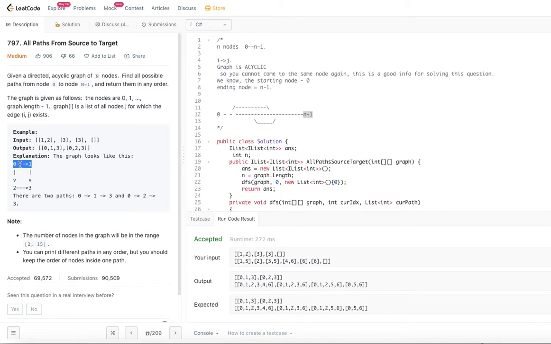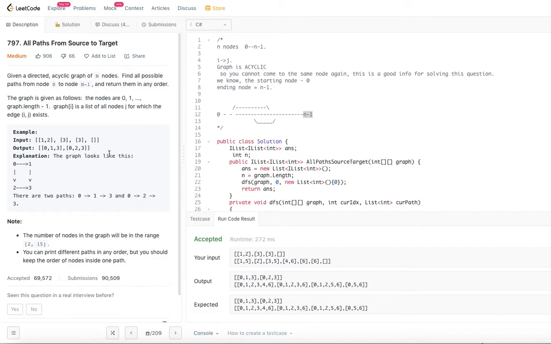So 0 to 3, 0 to 1 and 1 to 3, that is one path. 0 to 2 and 2 to 3, that is another path. So that is what is given here, right? Output 0 to 1 and 1 to 3, 0 to 2, 2 to 3. So these are the two paths possible in this particular example, right? Likewise, we are asked to generate all the different paths starting from 0 to n minus 1.